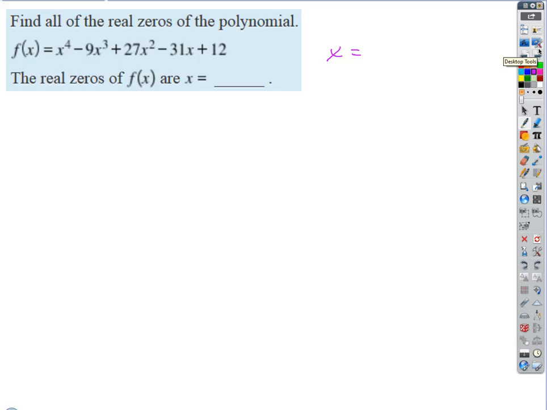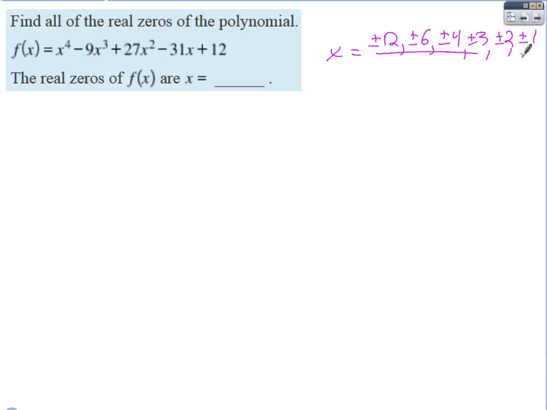So what are they going to look like? How am I going to write all the possible solutions we could get here? What would the possible numbers be on top? Plus or minus 12, plus or minus 6, plus or minus 4, plus or minus 3, plus or minus 2, wow, we get a lot, don't we? Plus or minus 1, all over plus or minus 1. Okay, so essentially we just get plus or minus 1, 2, 3, 4, 6, or 12.